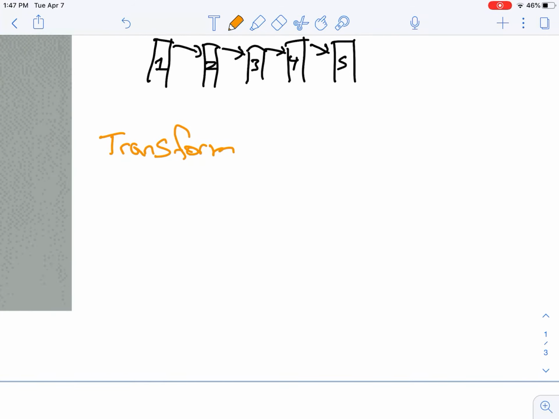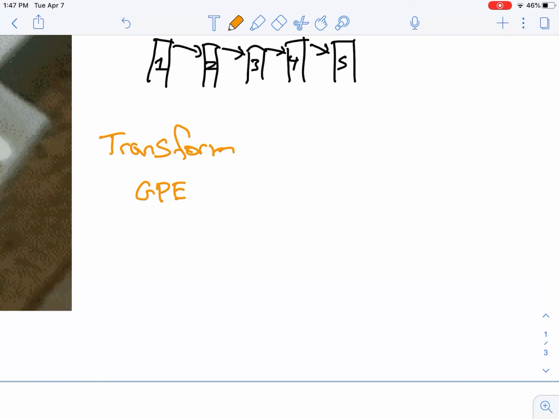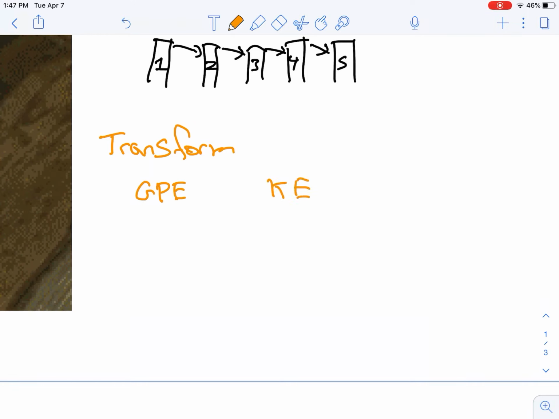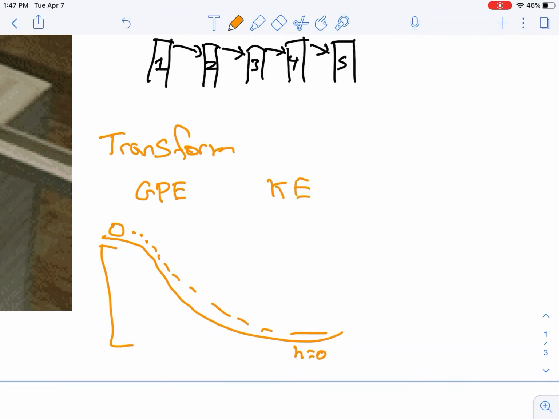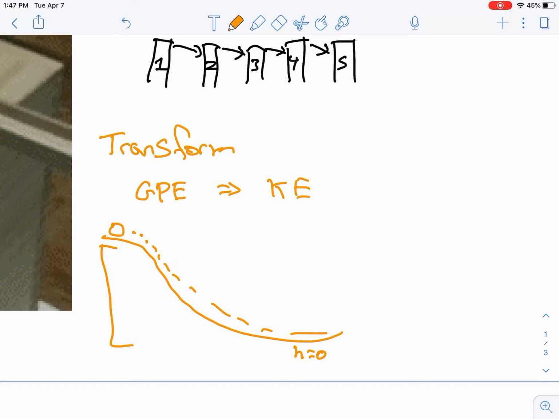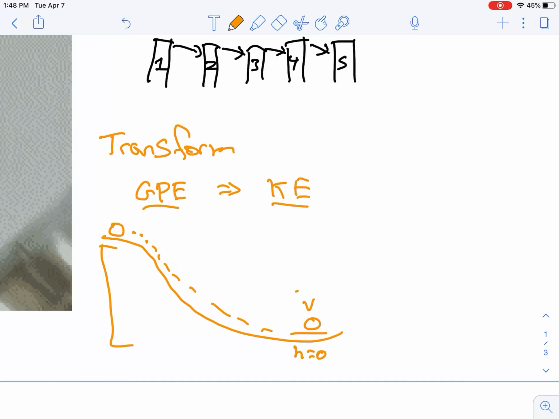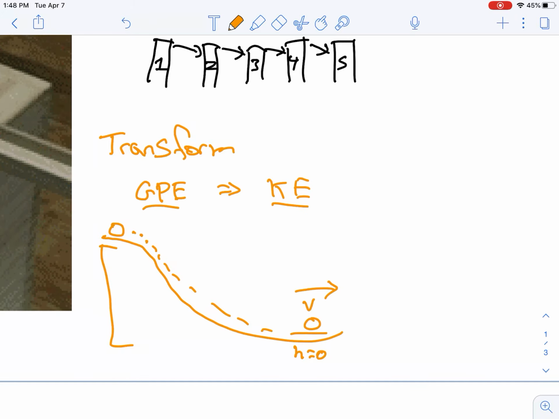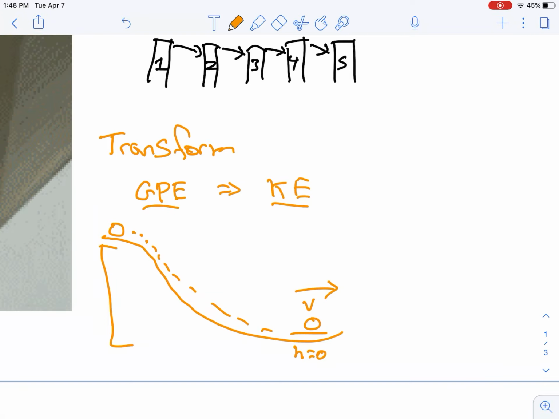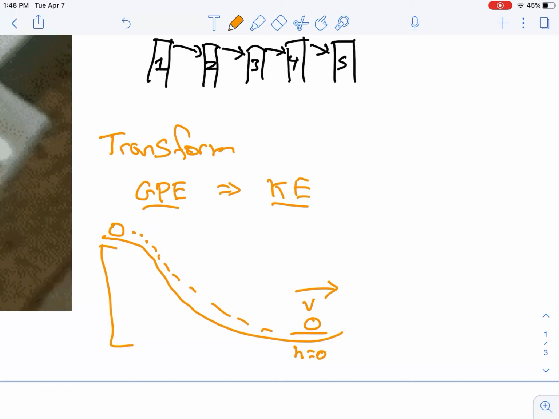it's changing types. So for example, we already learned about GPE and kinetic energy. And let's just think of a simple marble on a ramp. So here's your marble, and it rolls down the ramp. It starts at a height, it ends with no height. This object transformed its energy from gravitational potential to kinetic, because right now it's moving really fast after it rolled down the ramp. So it started with GPE, and then the marble ended with kinetic energy.